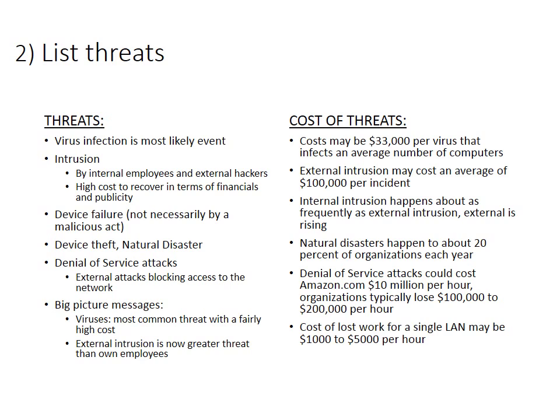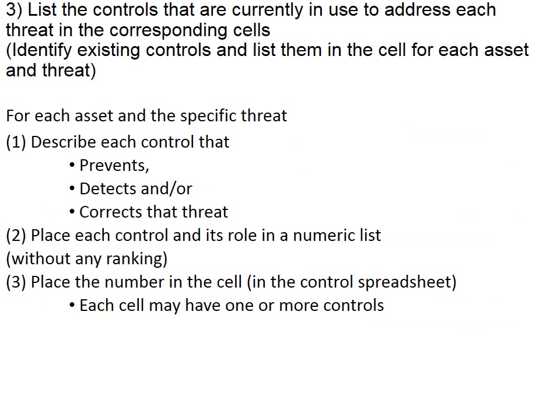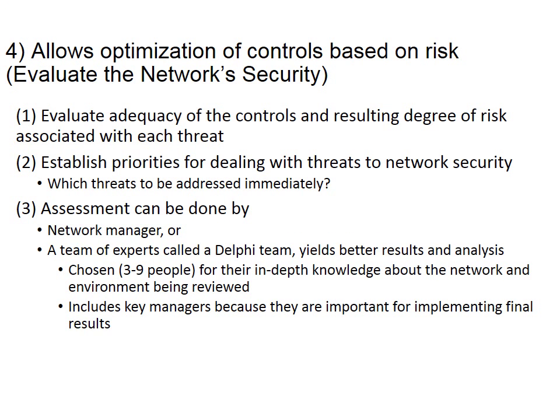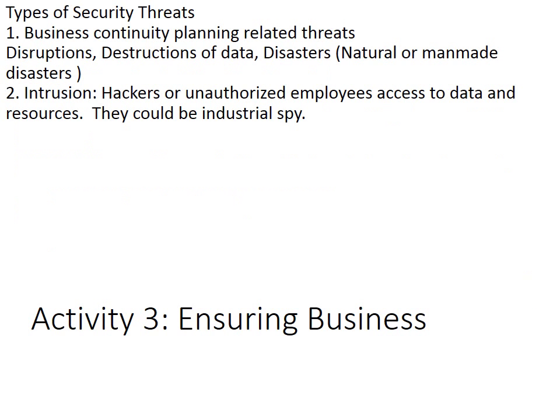In the second step, you should identify threats. Threats are any potentially adverse occurrence that can harm or interrupt the systems using the network, or cause a monetary loss to an organization. Rank threats according to their probability of occurrence and likely cost if the threat occurs. In the third step, you need to identify existing controls and list them in the cell for each asset and threat. In the fourth step, optimize controls based on risk. There are two types of security threats. One is business continuity planning related threats like disruptions, destruction of data, or disasters. The other one is intrusion.